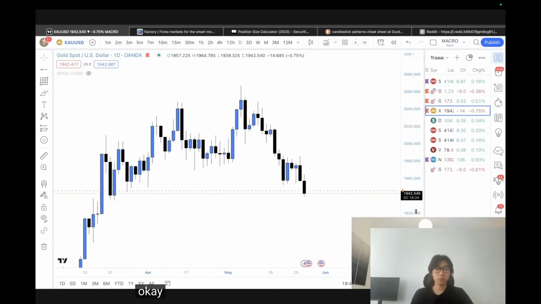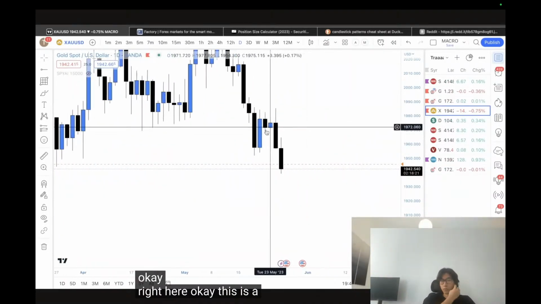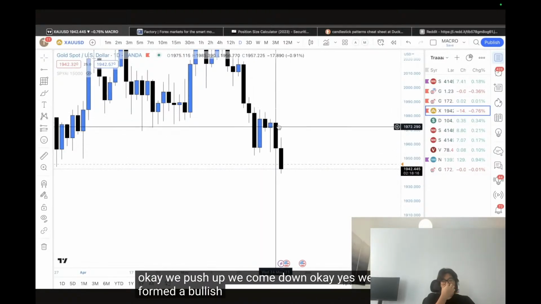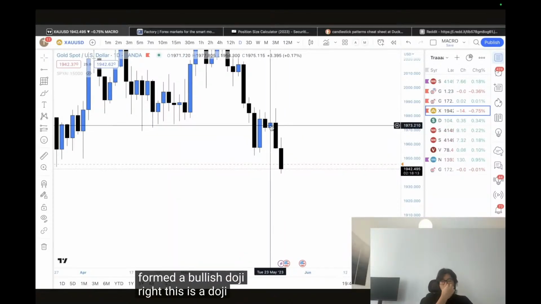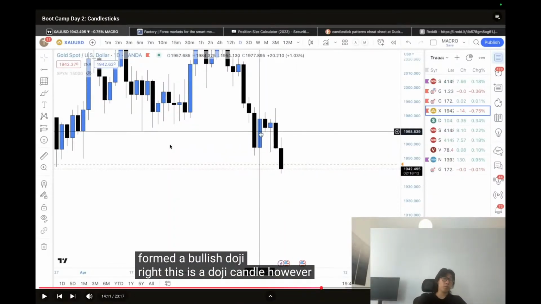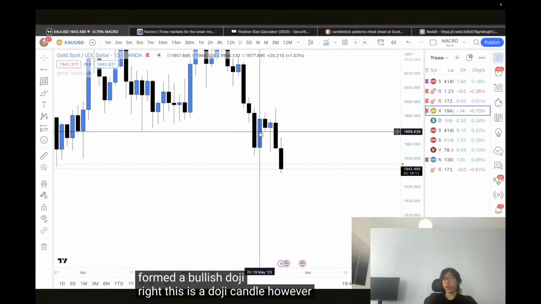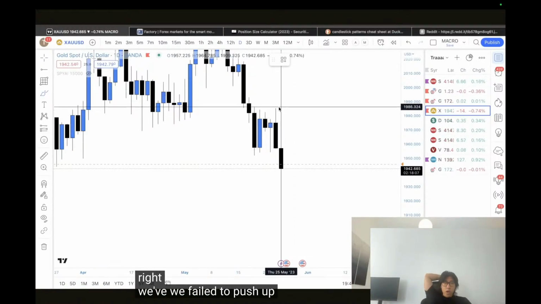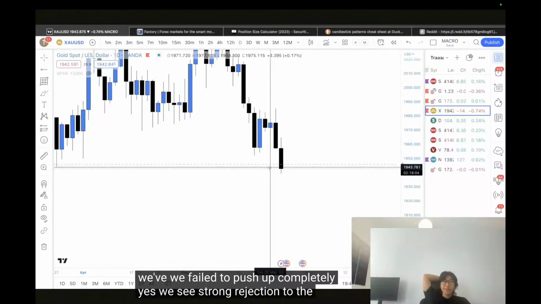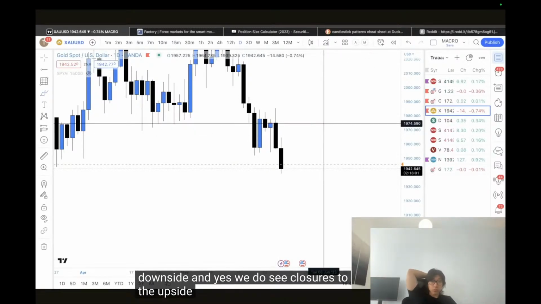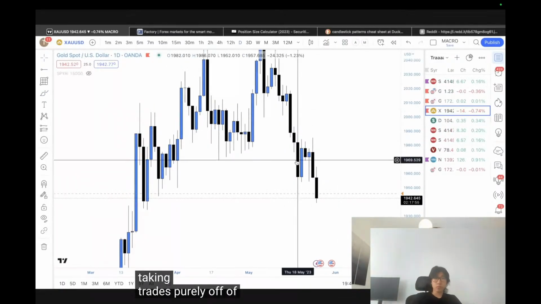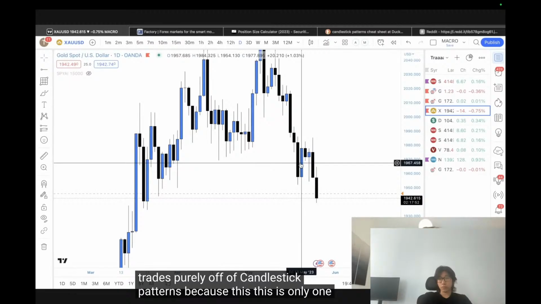Okay. Right here. This is a great example. We push up, we come down. Yes, we formed a bullish doji, right? This is a doji candle. Yeah, the Fed's coming close to the end. However, we failed to push up completely. Yes, we see strong rejection to the downside, and yes, we do see closures to the upside. This is why we cannot be taking trades purely off of candlestick patterns, because this is only one confluence.